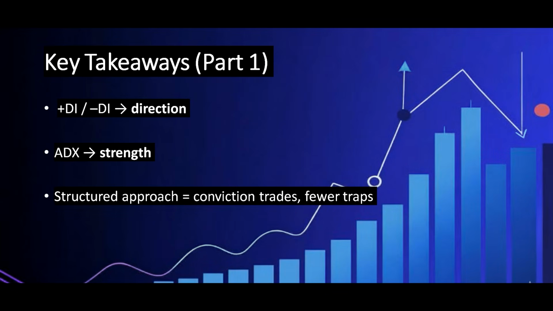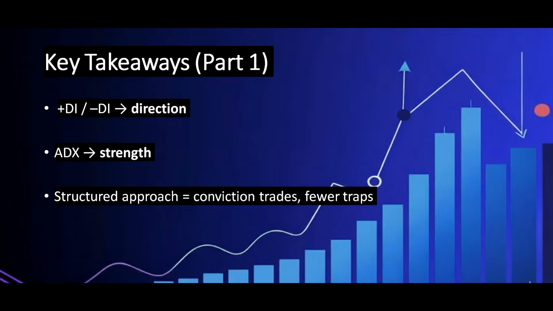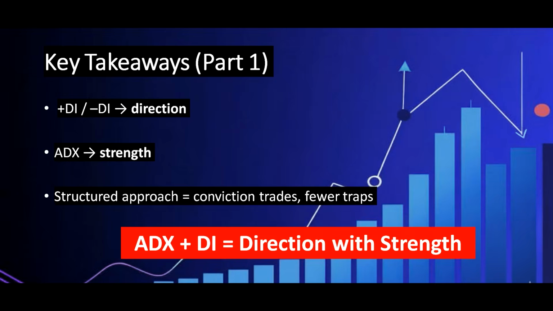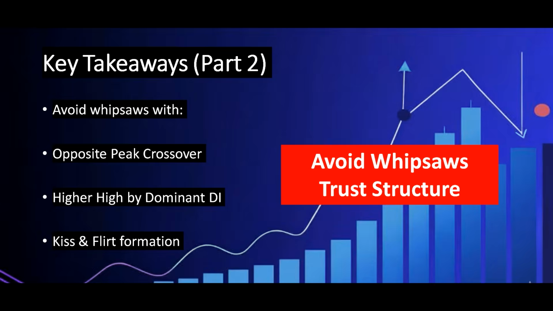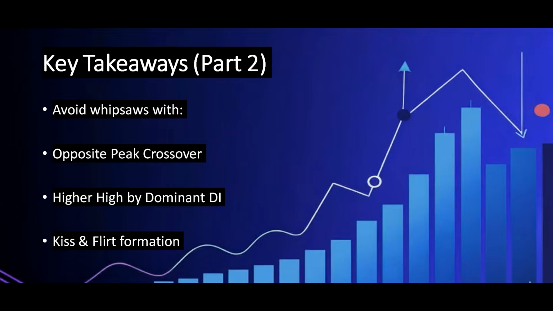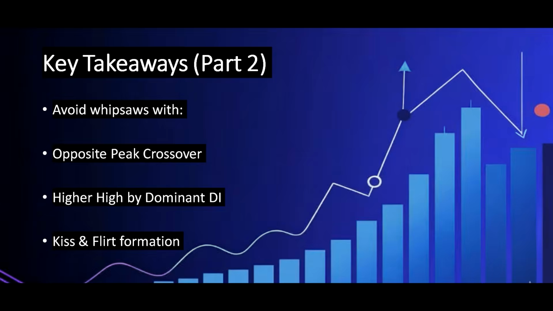Let's take the key takeaways. Plus DI and minus DI give the direction, ADX is the strength. A structured approach gives conviction trades, and you will be getting fewer traps. How can you avoid the whipsaws? The opposite peak crossover will help you. A higher high by the dominant DMI will also help you. And so will the kiss and flirt formation when the two DIs start to widen.